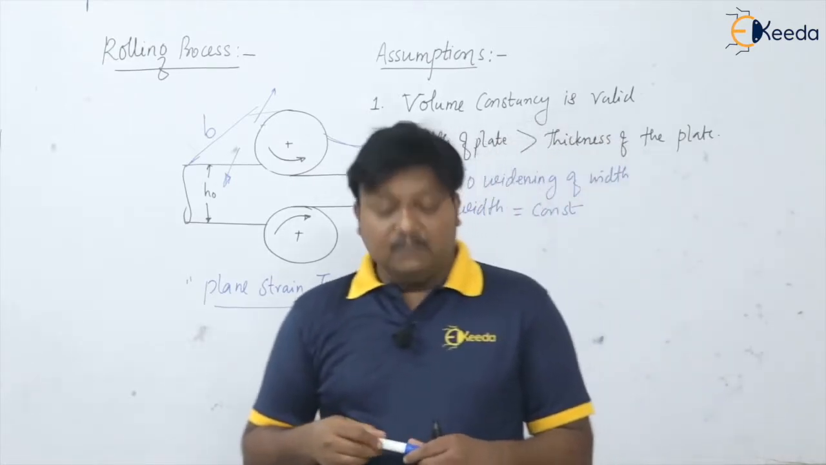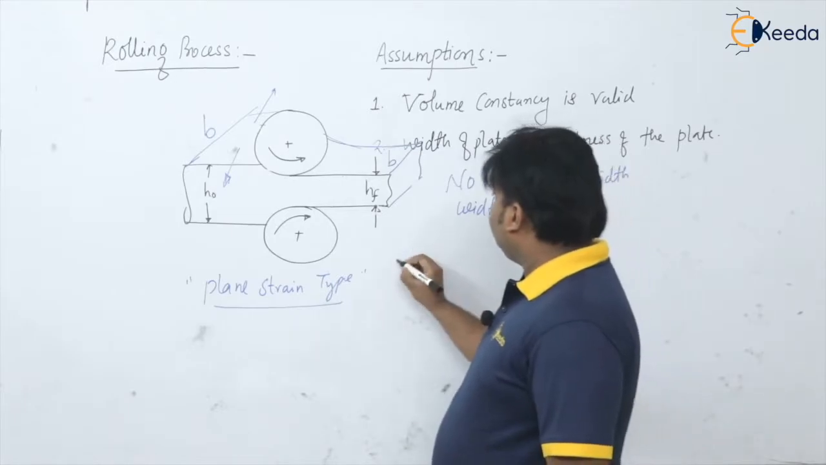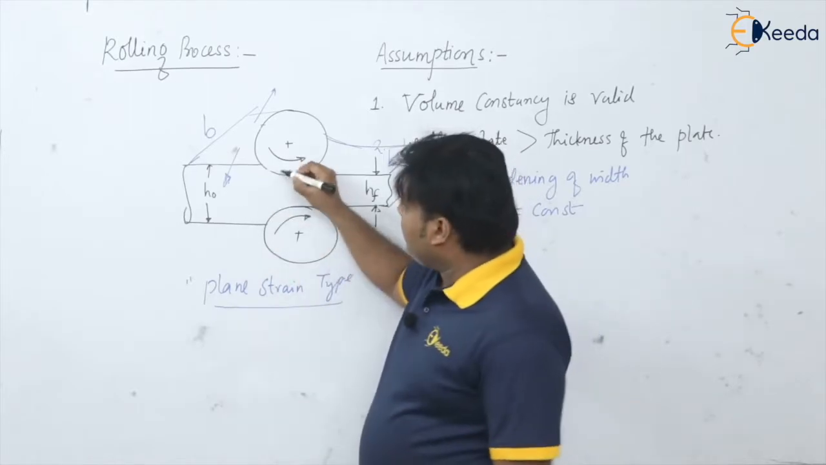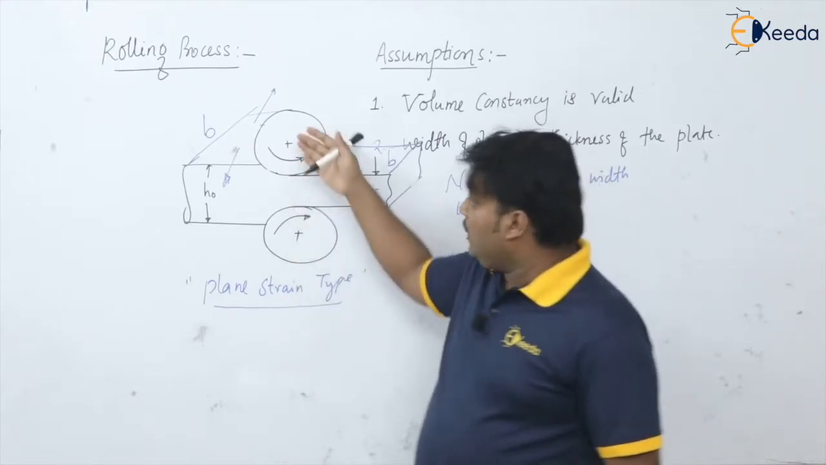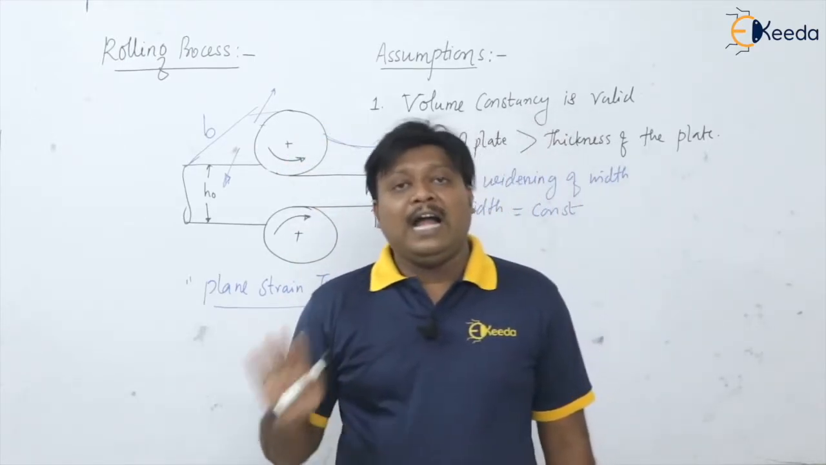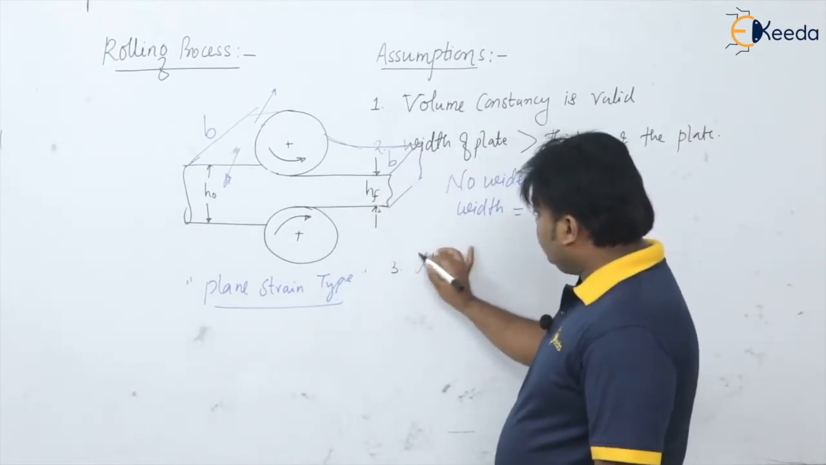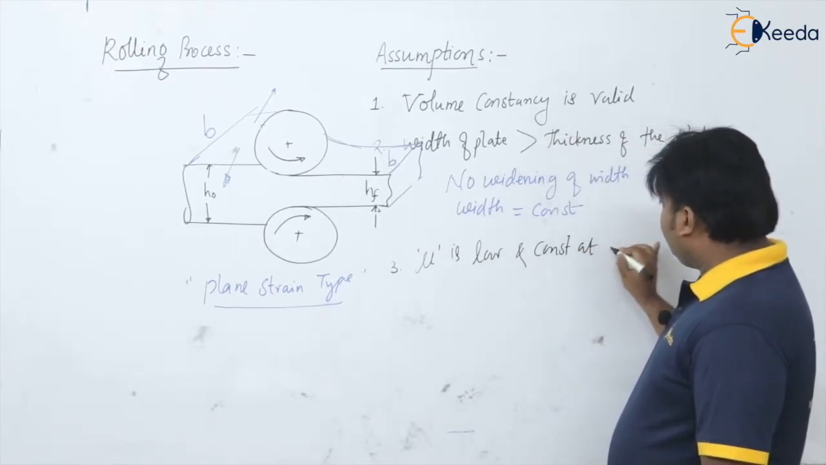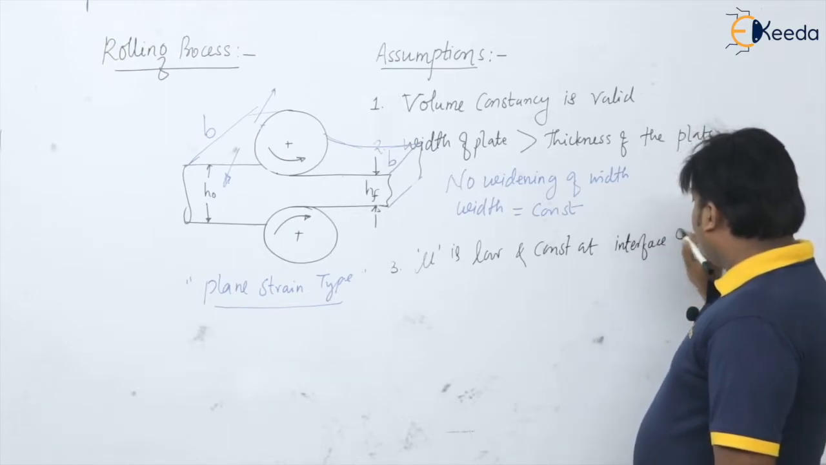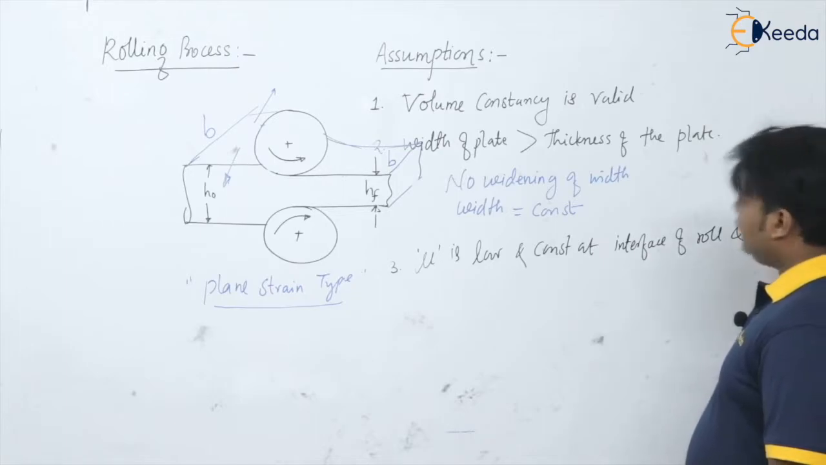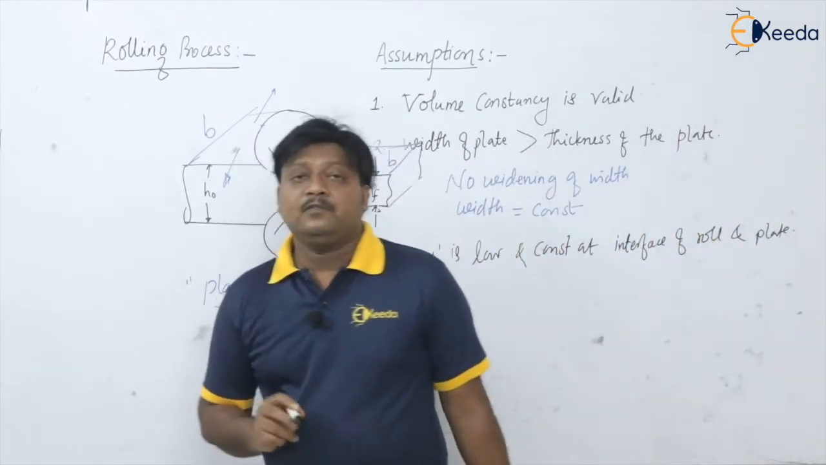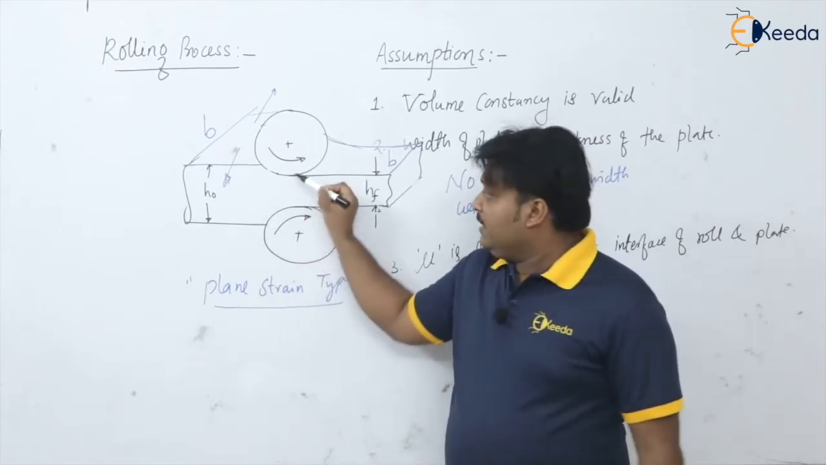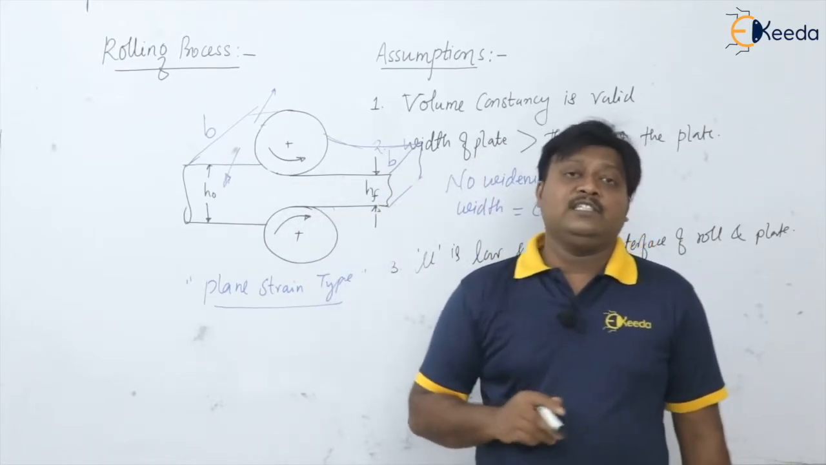Now the third assumption, what we are saying is that the coefficient of friction at the interface of the roller and the plate is going to be low and it is constant. Mu, that is the coefficient of friction, is low and constant at what or where? At the interface of the roll and plate. That is very important. We are assuming that it will be constant throughout the operation at the interface of roller and plate, and of course, it is low.